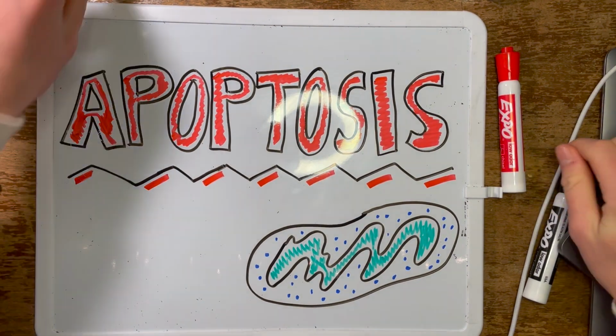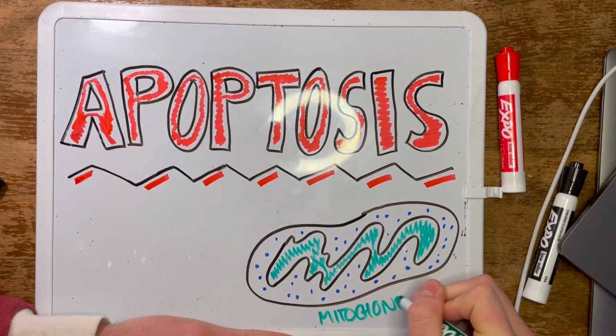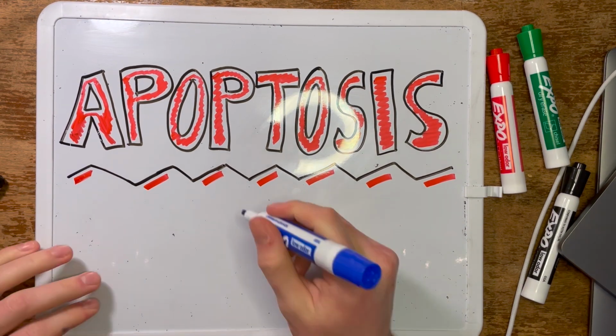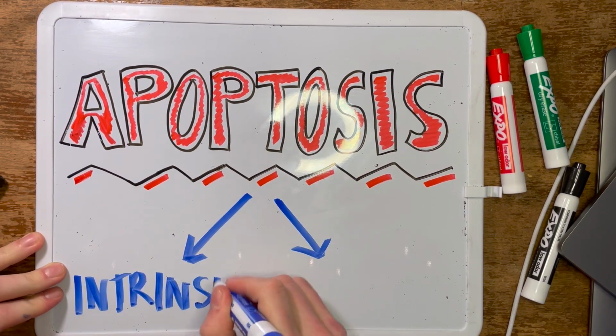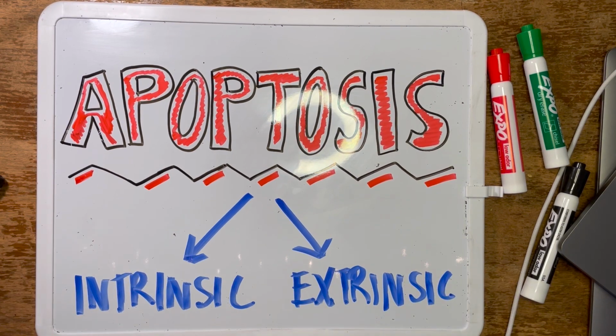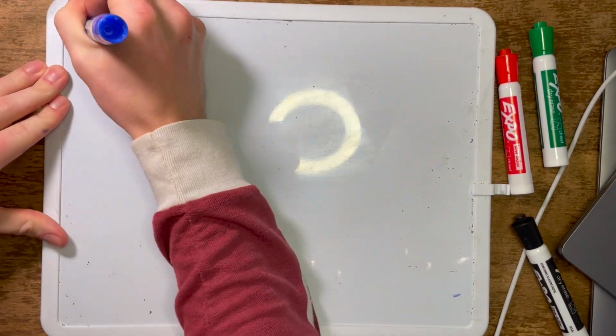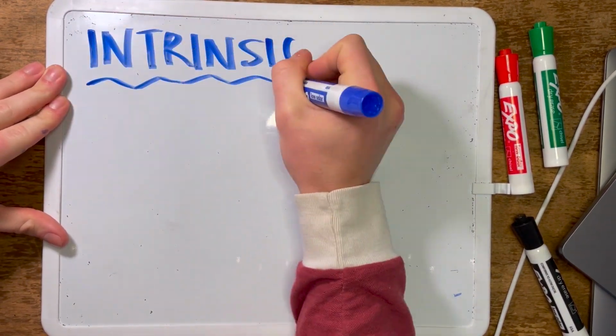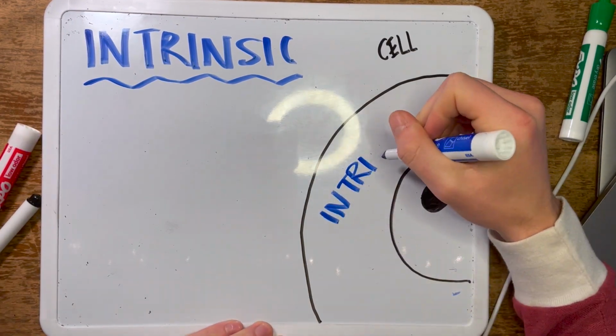Today, we will be going into apoptosis and processes specifically involving the mitochondria. Apoptosis can be divided into intrinsic and extrinsic apoptosis. Intrinsic apoptosis relies on a pathway inside the cell, triggered by a variety of internal cues.